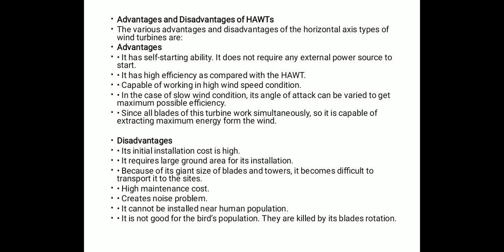And now some disadvantages. Initial installation cost is high, it requires a large ground area for installation, and due to the giant size of the blades and tower, it becomes difficult to transport it to the sites. It has high maintenance cost, creates noise problems, cannot be installed near human population, and it is not good for the bird population. They kill birds due to the blade rotation.